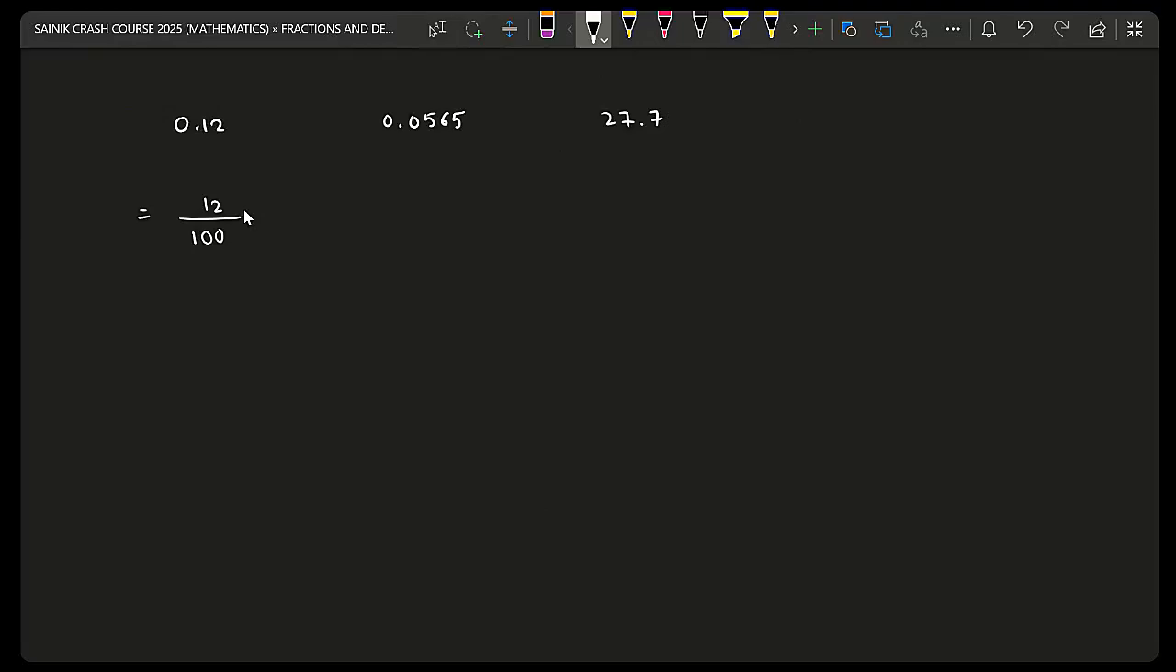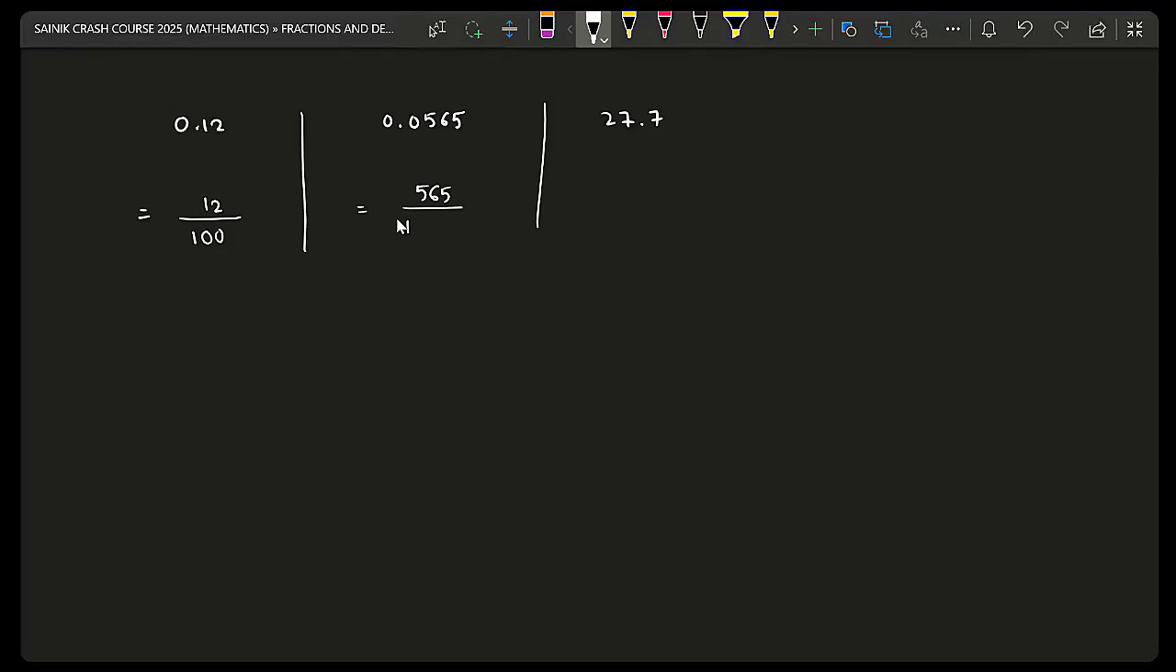I'm just writing 12 by 100. If you want, you can simplify further. And next, this one. So what are you going to do for this? First, remove the decimal point. So it will be 00565, but there is no use of zeros before the number. Just write 565 divided by, followed by 1.